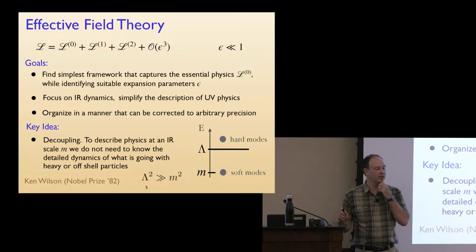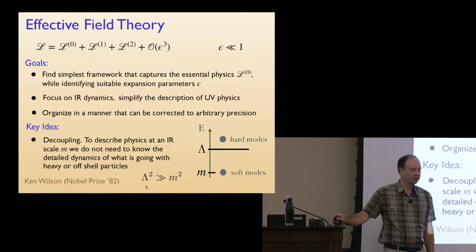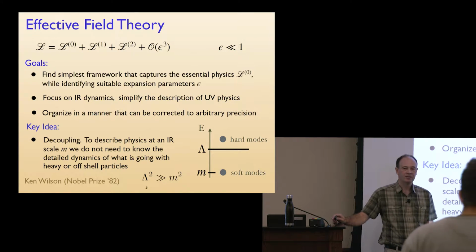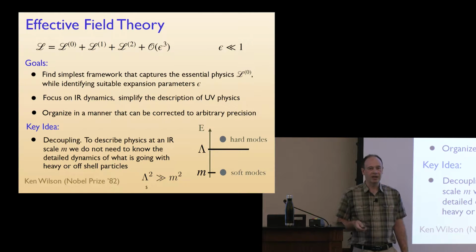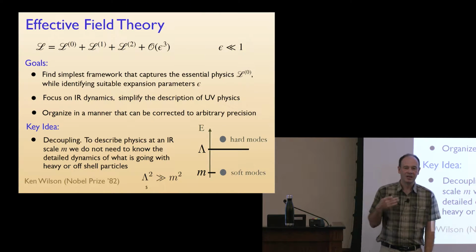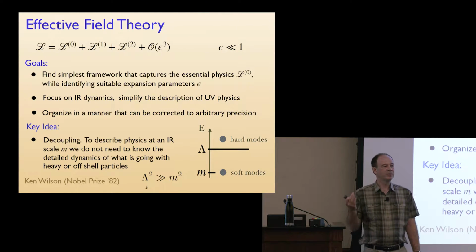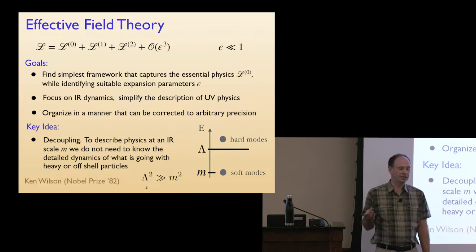Okay, let me say something about effective field theory. That's the subject of QCD that I'll talk about. So what's the idea of effective field theory? We have a small expansion parameter, epsilon, and we want to think about the field theory organized as an expansion in this epsilon. The idea is really to take some phenomena, one of the phenomena on the previous page, and try to find the simplest possible field theory framework for describing that physics.